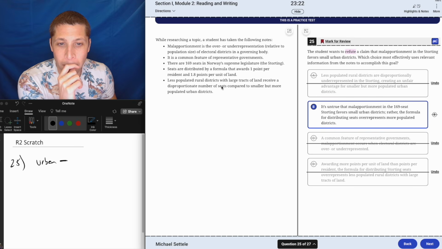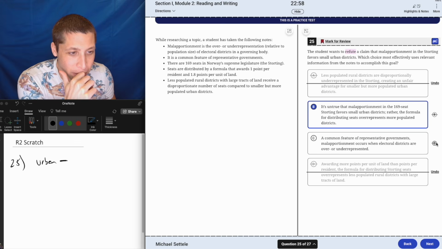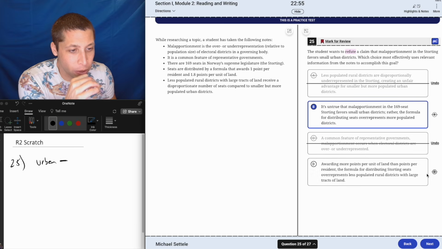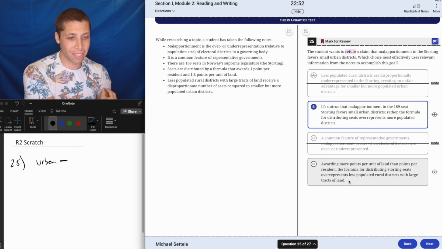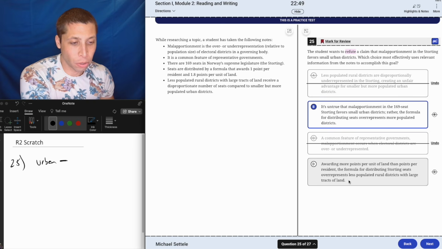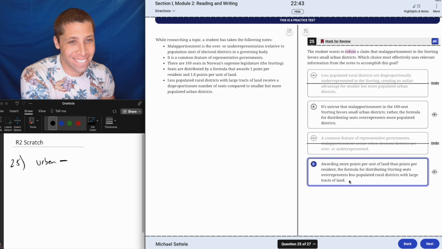But less populated rural with large tracts of land. The formula for distributing seats overrepresents more populated districts. I don't think this is right. Awarding more points per unit of land than points per resident, the formula for distributing seats overrepresents less populated rural districts with large tracts of land. Oh, I'm gonna get this wrong, I think. Let's go with D. All right.